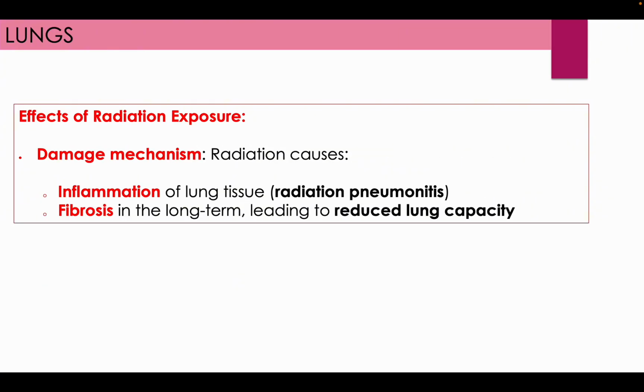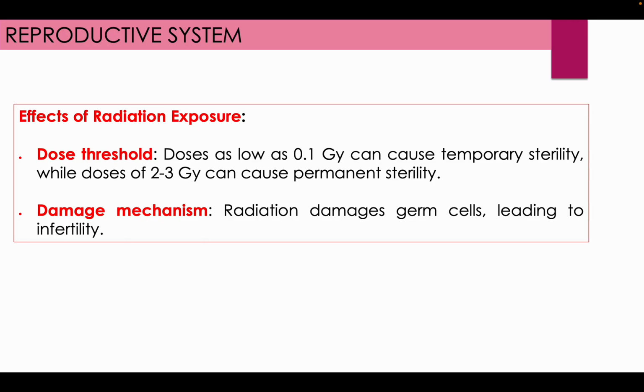And then, as for the lungs, the effect of radiation exposure will be inflammation of the lung tissue and fibrosis in the long term, leading to reduced lung capacity. And then, for the reproductive system, particularly the ovaries and the testes, they are actually sensitive to radiation as they contain rapidly dividing germ cells. Doses as low as 0.1 gray, very minimal exposure, can cause temporary sterility, while doses of 2 to 3 gray can cause permanent sterility.